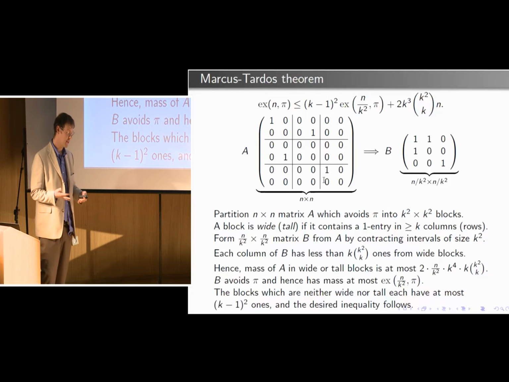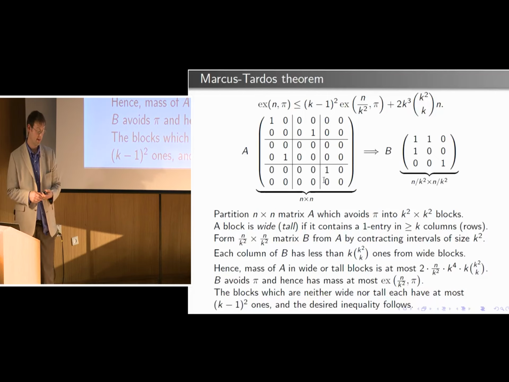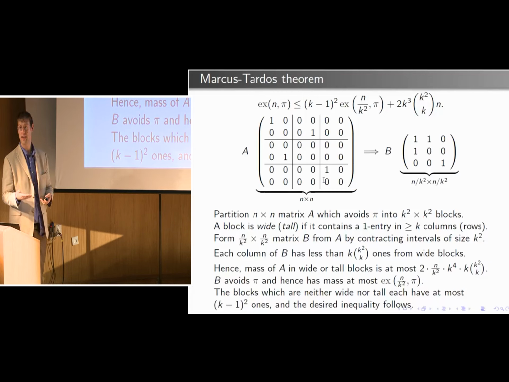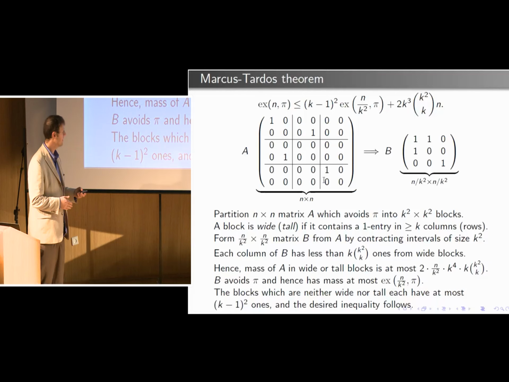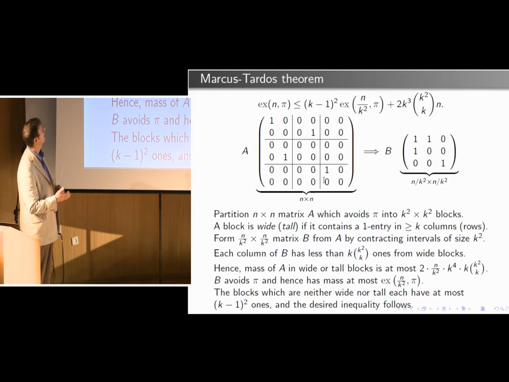So a nice conjecture here is that if your permutation pi avoids a fixed permutation, then the Stanley-Wilf limit of pi should only be polynomial in k. And that's some way of characterizing when the Stanley-Wilf limit should be small. It's not a perfect characterization, but it's some way of saying when the Stanley-Wilf limit is small.